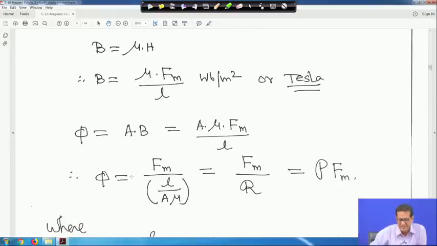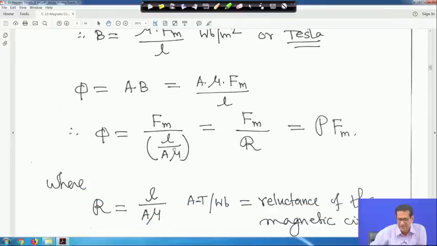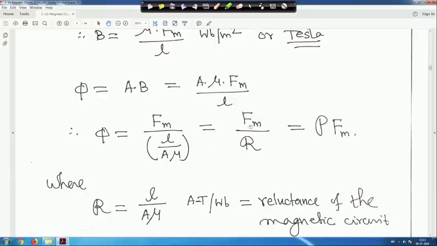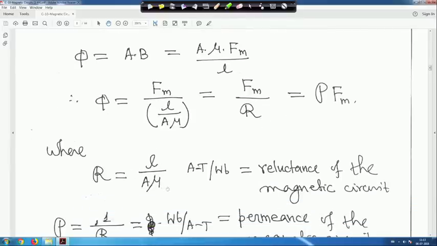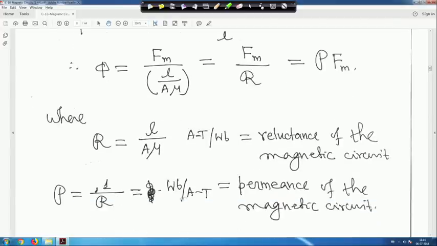So that means my phi is equal to Fm divided by L upon A mu, or we can write Fm upon R, or phi is equal to P into Fm. R, which is L upon A mu, has the unit ampere turns per Weber, and it is called the reluctance of the magnetic circuit. P is equal to 1 upon R, with unit Weber per ampere turn, and it is called the permeance of the magnetic circuit.